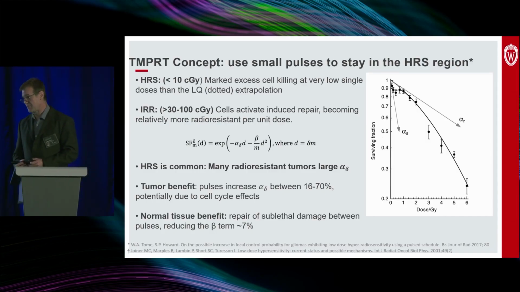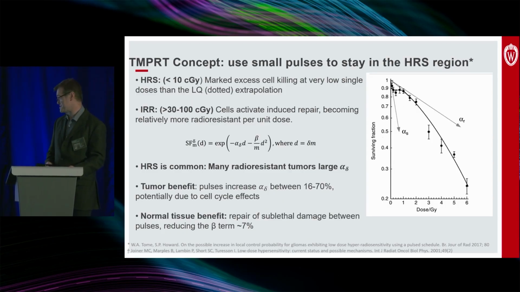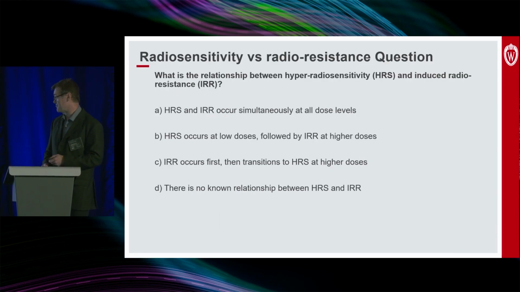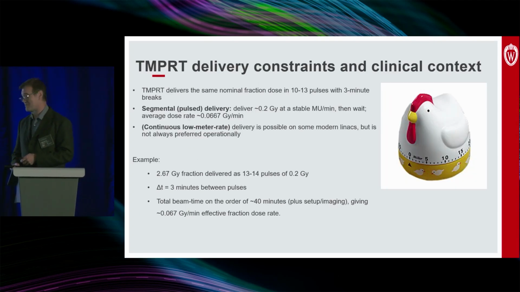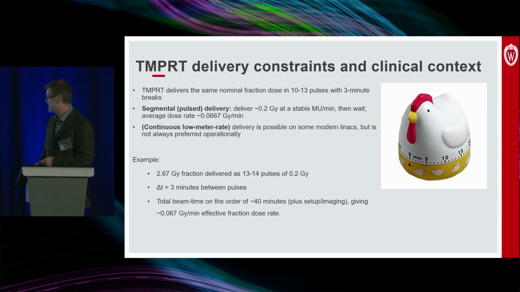Normal tissues tend to be able to repair a little bit better, especially the sublethal damage. And they feel that the modeling shows that the potential reduction in cell killing from the beta term is around 7% in the normal tissues. So there may be a theoretical advantage to this. I embedded my questions right in there, so we'll skip over those.